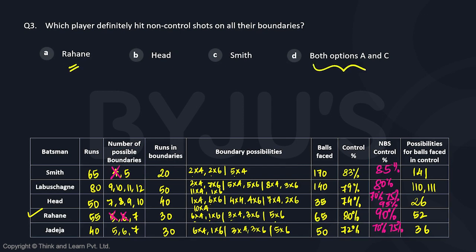Since we have an option which says A and C, let's check out for Smith. For Smith also, we can see that a total of 141 balls that he has faced out of 170. None of the 5 boundaries that he has made came from 141. So all these 141 balls were from NBS, non-boundary shots. So Smith is also going to be true. So we will be having the correct answer as option D, because both A and C hold true.